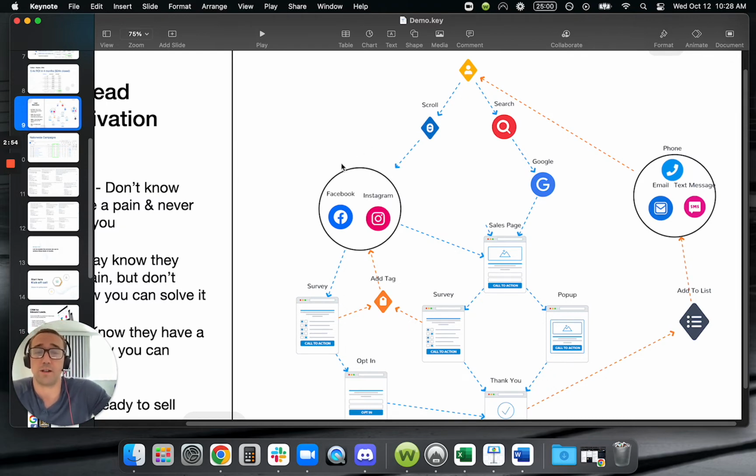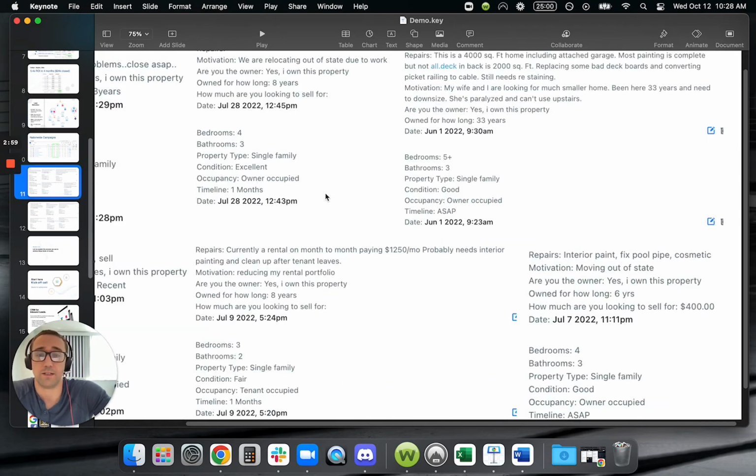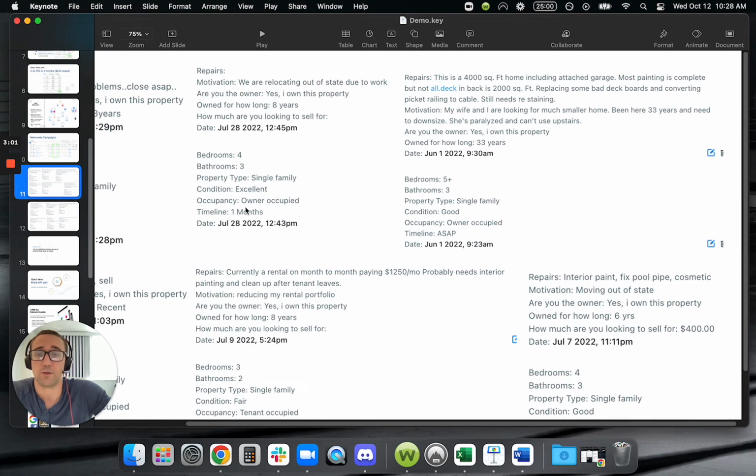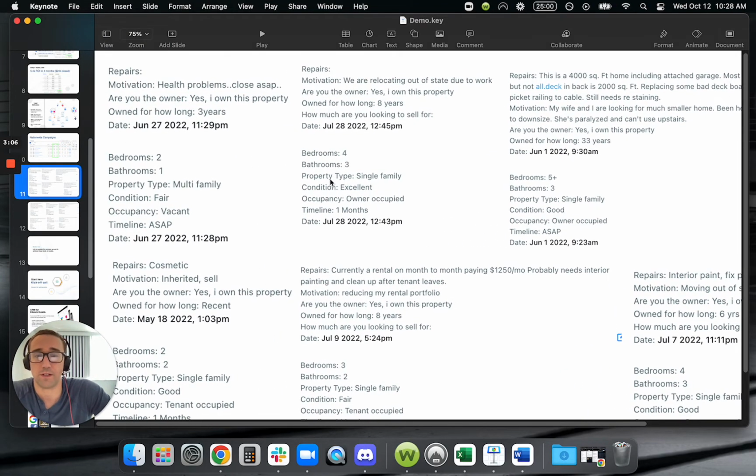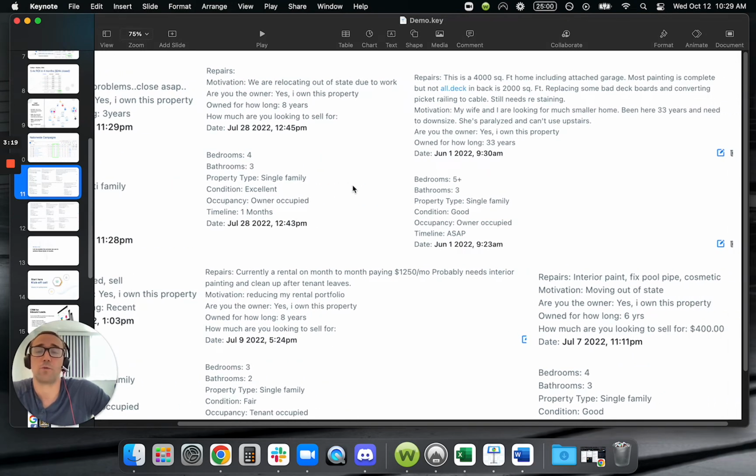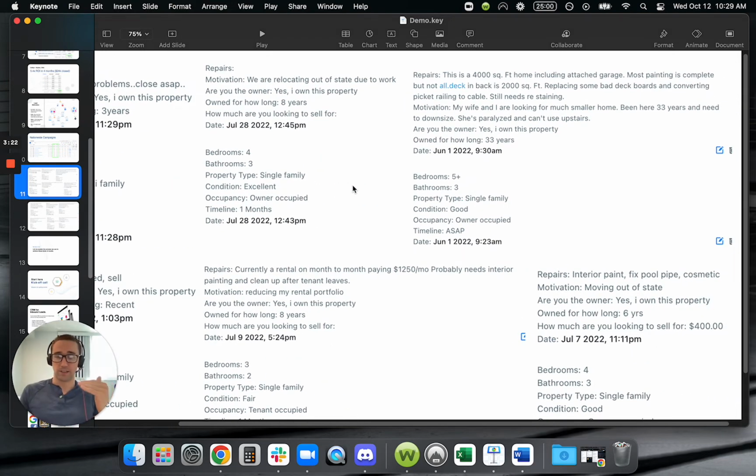Now, you could even run it to a landing page, right? Which is what we've been doing, and these are the questions we ask: timeline to sell, number of bedrooms, number of bathrooms, property type, condition, occupancy. Then we have written answers for how much are you looking to sell the property for? How long have you owned it? Are you the owner? What is your motivation to sell? What repairs does it need, basically, right? So when you go nationwide, because that brings the cost per lead down lower, you can qualify more and ask more questions, which makes Facebook pretty effective, right?